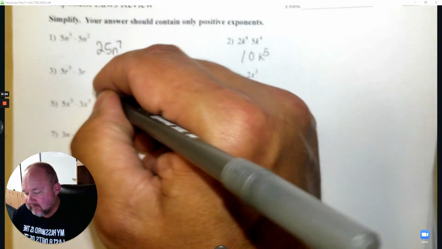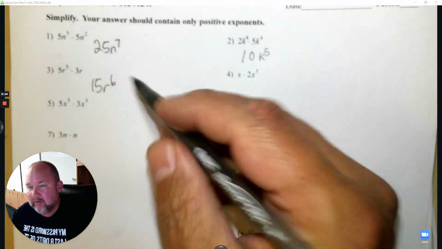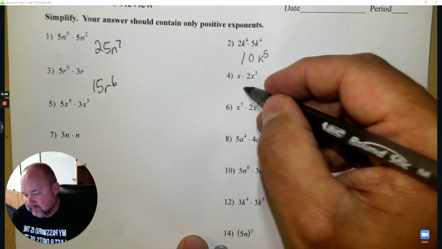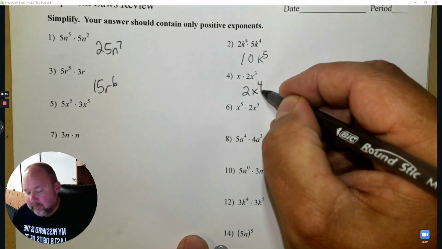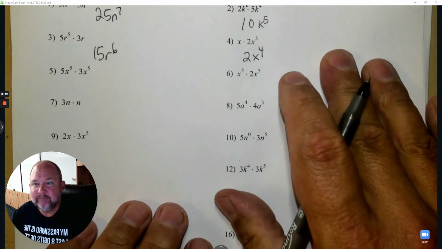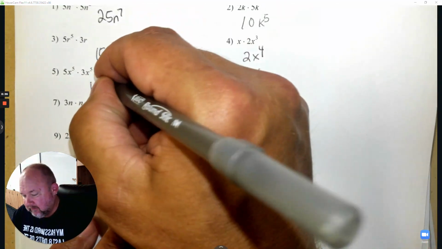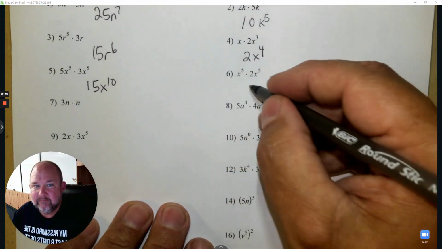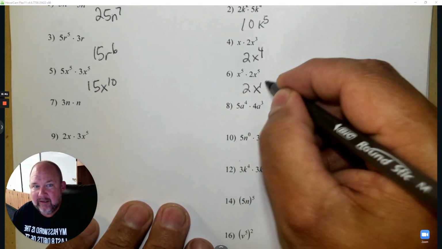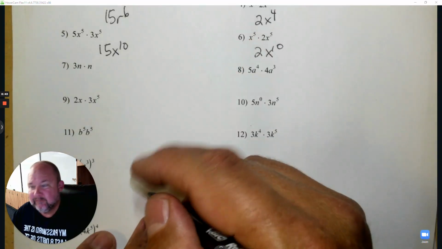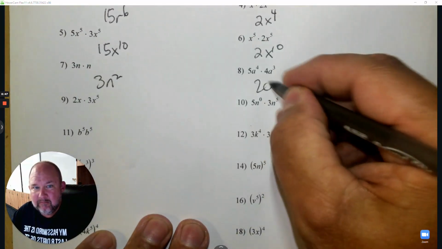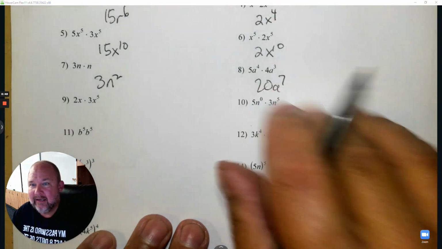Multiply. I can do that. Add the exponents. Remember, there's a 1 there. Multiply and add the exponents. Multiply and add the exponents. Multiply and add. Multiply and add. Multiply and add.